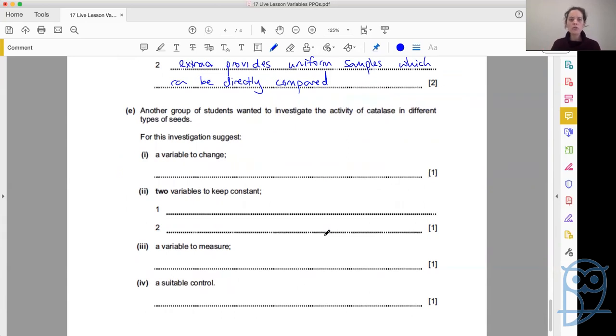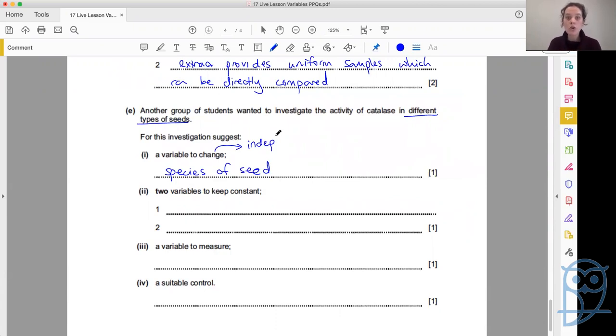Okay, so another group of students wanted to investigate the activity of catalase in different types of seeds. Different types of seeds. Okay, so are you catching it? Did you get it? Here's my independent variable, different types of seeds. So for this investigation, suggest a variable to change. Well, that would have to be your species of seed, because the variable that you change is your independent variable.